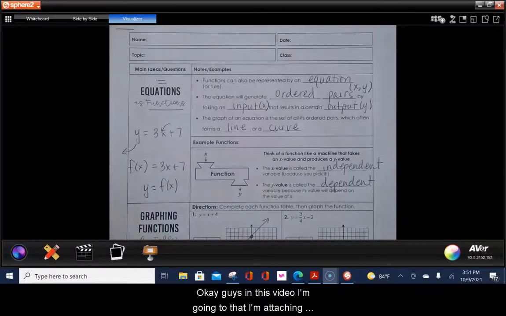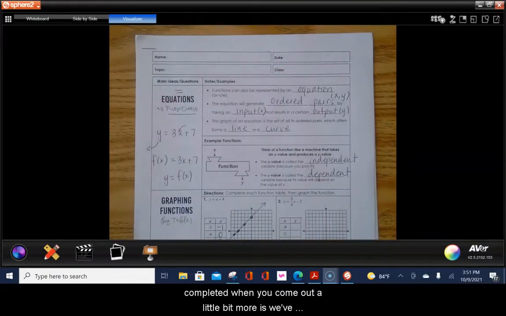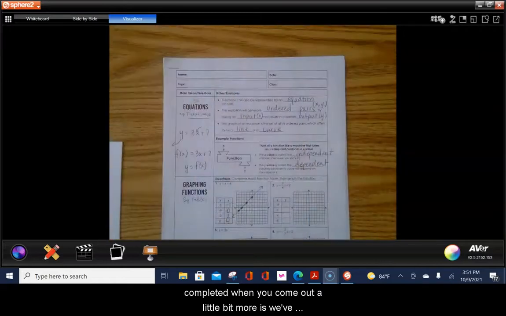Okay guys, in this video I'm going to show you that there is a new packet that I have given that has to do with functions. Now remember, the last packet that we've already completed, let me zoom out a little bit more, is we've already finished this packet here.